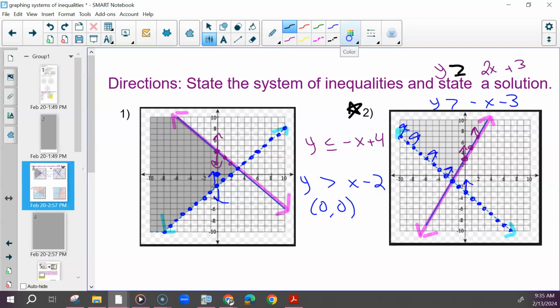And someone give me 1 point that would be a solution. -2, so right here. 2, +2. That would work. -2, +2.